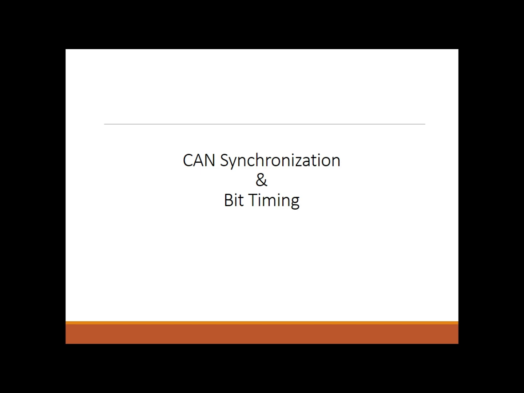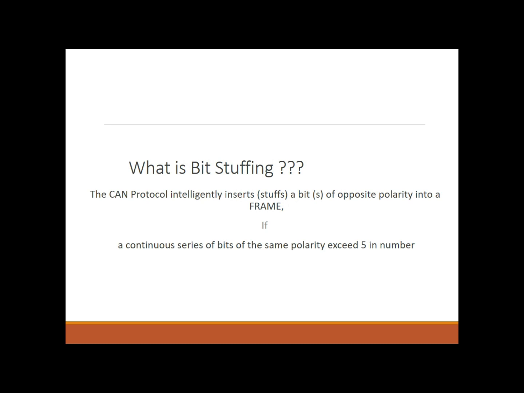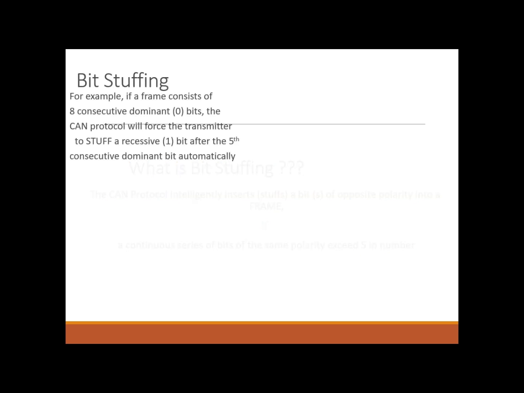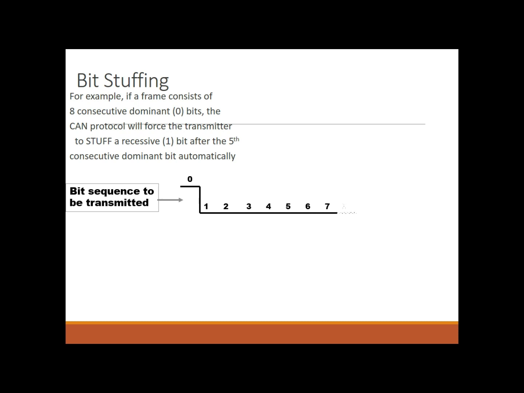First and most important is CAN synchronization and bit timing. So what is bit stuffing? The CAN protocol intelligently inserts a stuff bit of the opposite polarity into the frame. If a continuous series of bits with the same polarity exceeds 5 in number, then bit stuffing will happen. For example, if a frame consists of 8 consecutive 0 bits, the CAN protocol will force the transmission of a stuff bit as a recessive bit after the fifth consecutive dominant bit, automatically.